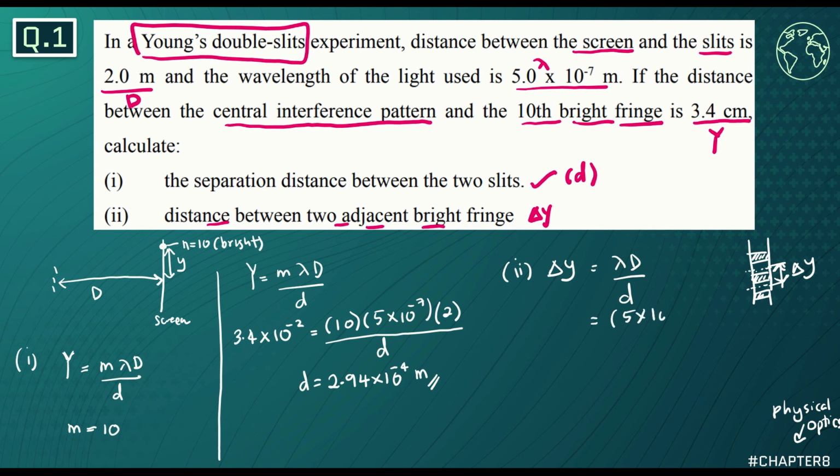So we just include the numbers in the equation. 5 times 10 to the minus 7, 2, and d is 2.94 times 10 to the minus 4, the one that we have just found out in the previous question. Then your delta y is supposed to be 3.4 times 10 to the minus 3 meter.